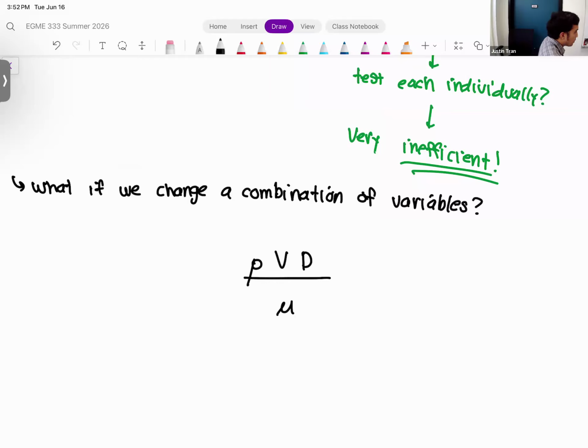Right. So what I've done here is that I've combined our four variables. Okay. And so instead of testing each one individually, we have just one quantity here. Okay. And this one quantity is significant because if you check the dimensions for every single one of these variables and you multiply them together, you'll see that this entire expression here is dimensionless.